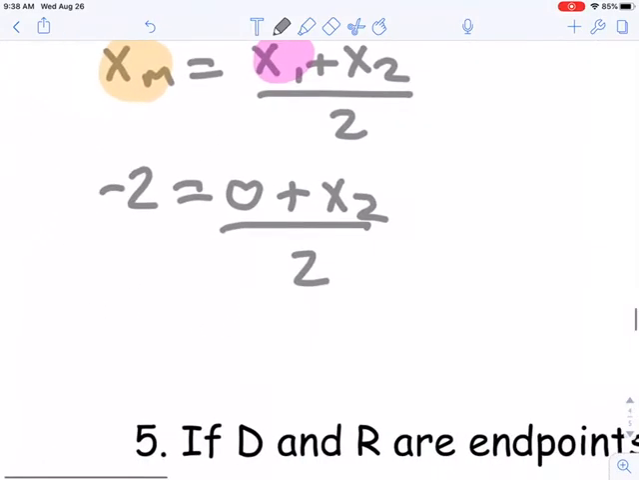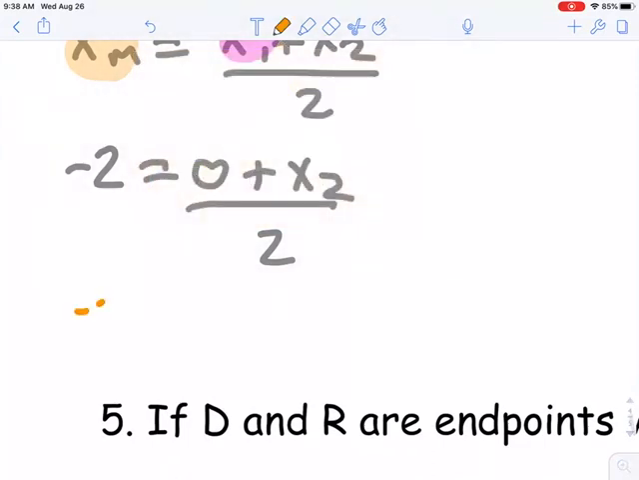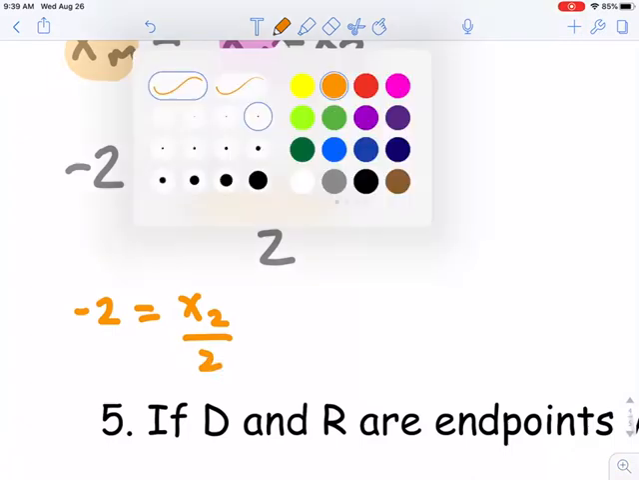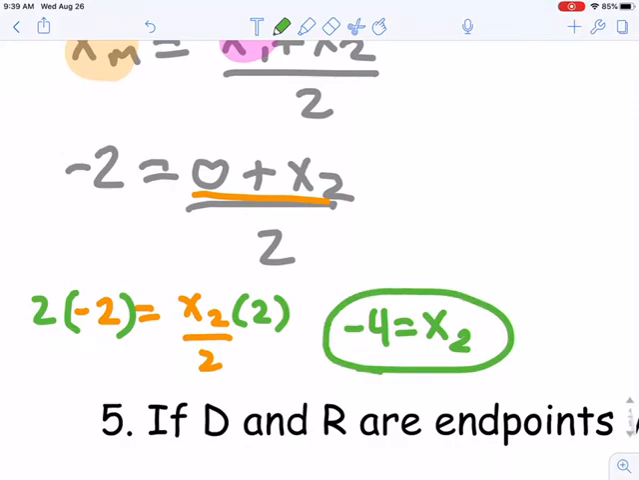All right, now we got a fraction. I know you students don't really care for fractions that much. What I'm going to do first is just simplify this numerator right here. I'm going to say, well, 0 plus X sub 2 is just X sub 2 over 2. And how do I undo division? Easy, multiply. So I'm going to get -4 equals X sub 2. All right.